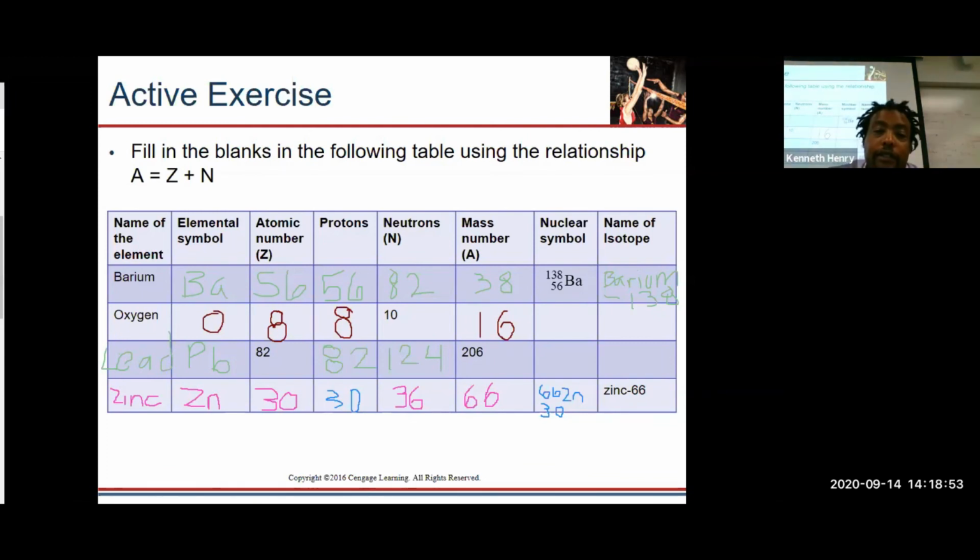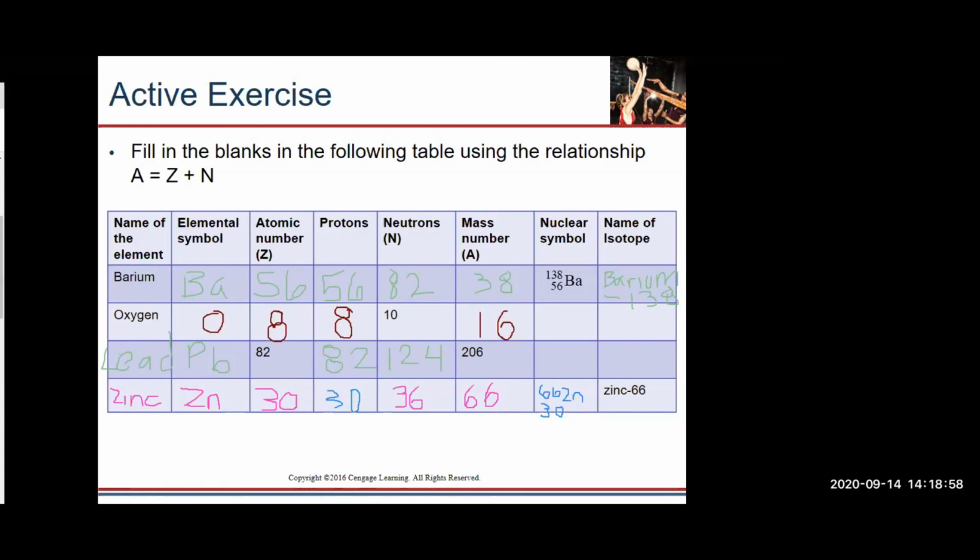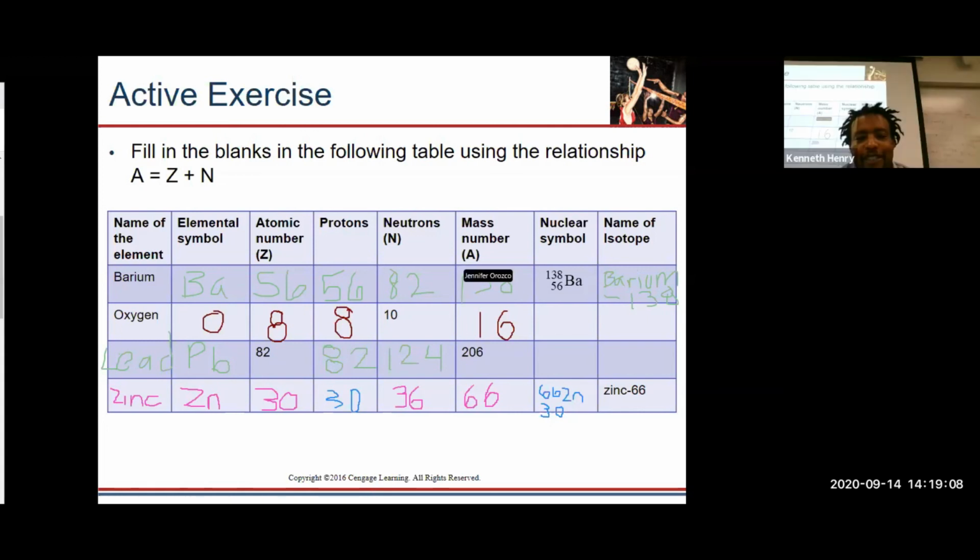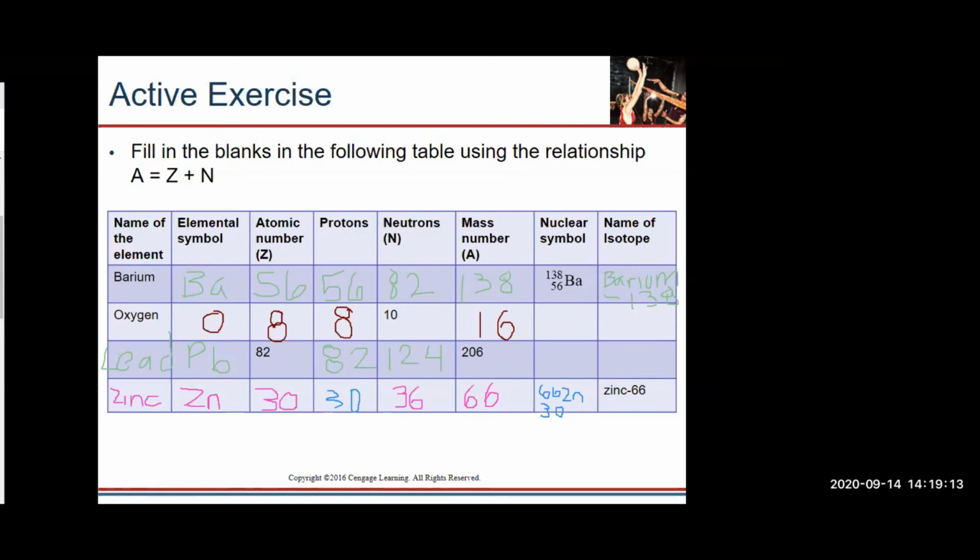Okay, so I have questions. I have a lot of questions. It could be because I'm blind. Oh shoot, mass number is 138. I accidentally deleted the 1. Sorry. That's probably what your question was, right? That was my question, yes. There we go. Sorry. That's right.